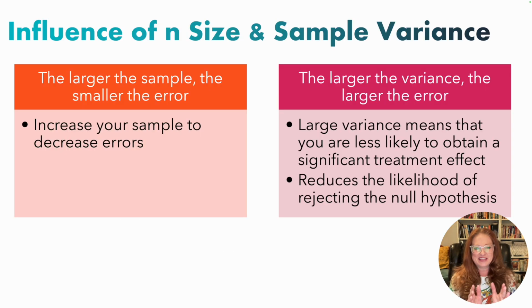Okay. Some of the things that influence your goings on with your research study. Number 1, your sample size. Okay. The larger the sample size, the smaller the error. So again, increase your sample size, you're going to decrease your errors. Also, the larger the variance, the more all over the place your scores are, it's going to increase your error. Okay, so large variance means that you're less likely to obtain a significant treatment effect. So try to reduce the likelihood of having scores being all over the place without manipulating your data.